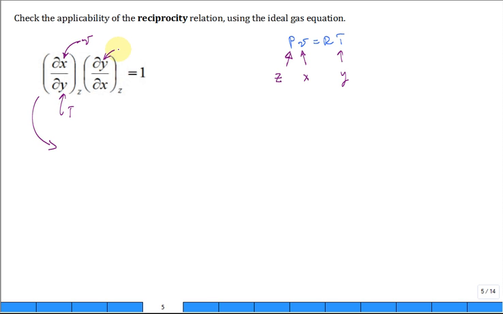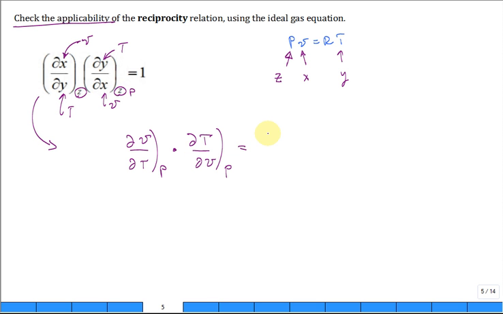So that's a T, and that's a V. And what are we holding constant? P. So to check the applicability of the reciprocity relation, take the derivative of V with respect to T holding pressure constant, multiply it by the derivative of T with respect to V holding pressure constant, and see what you get. Do you get +1 or not?